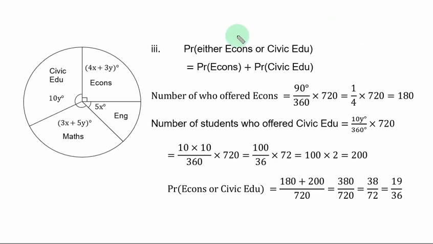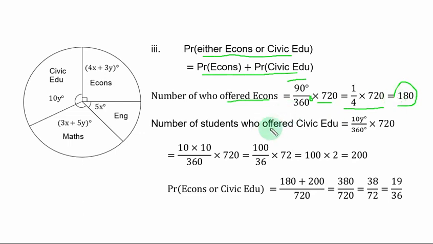Roman figure 3, probability of either economics or civic education is the addition of the two subjects. Now let us get those who offered economics. Their sectorial angle is 90 degrees over 360 degrees times total number of students, 720. If you simplify, you get this, and 180 students offered economics.